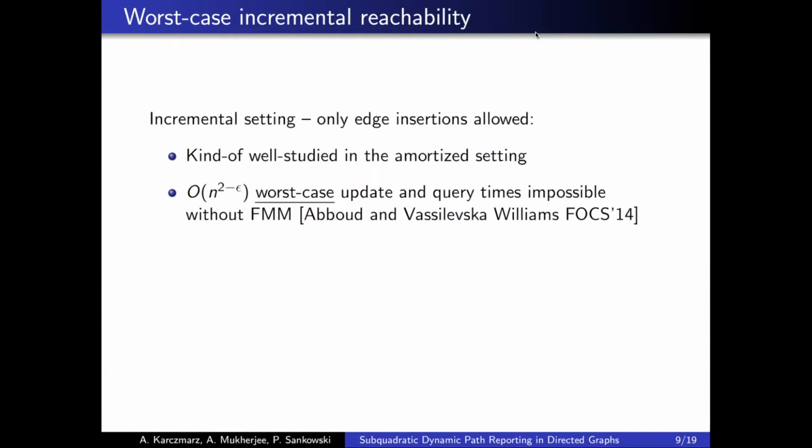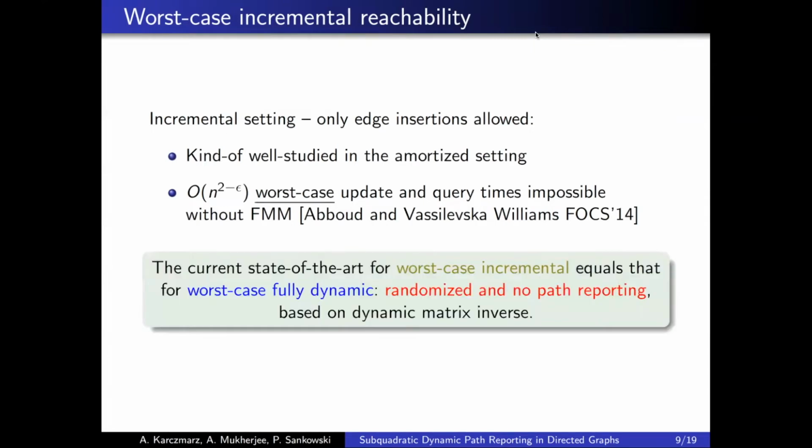For example, for optimal query time, the known deterministic and path reporting data structures match a conditional lower bound based on the online matrix vector multiplication conjecture for both reachability and unweighted shortest paths. Also, there is no subquadratic worst case update and query time possible without fast matrix multiplication. So the current state of the art for worst case incremental equals that of worst case fully dynamic, which are randomized, cannot report paths, and are based on dynamic matrix inverse.